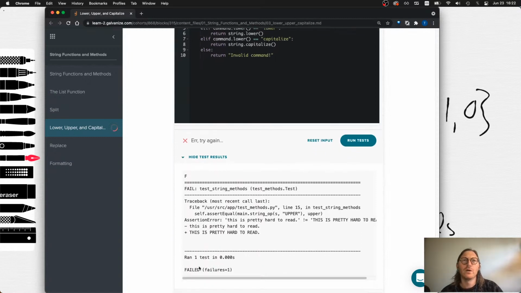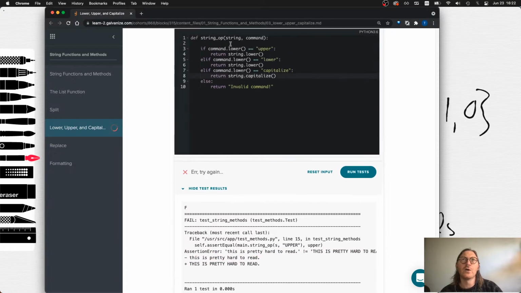So failure is 1. And we can see that what we should have seen is, this is pretty hard to read, and what we got is, we should have seen that in all caps, but we got it in all lowercase.